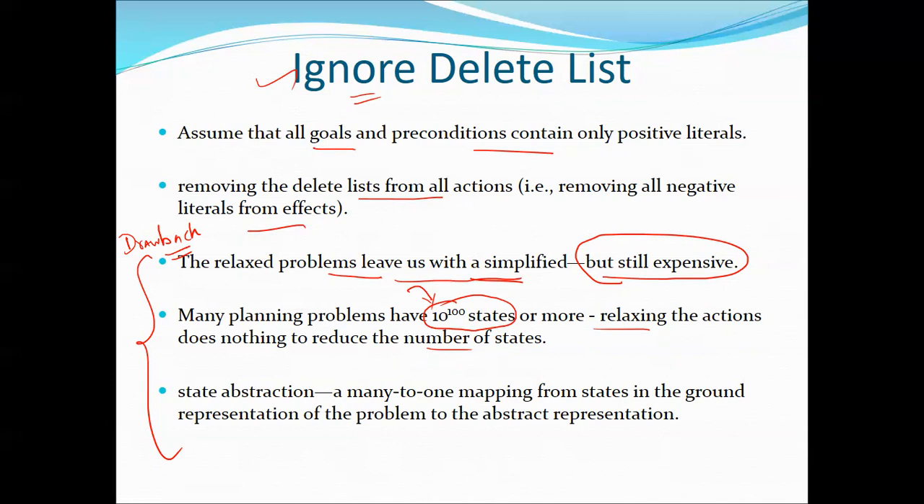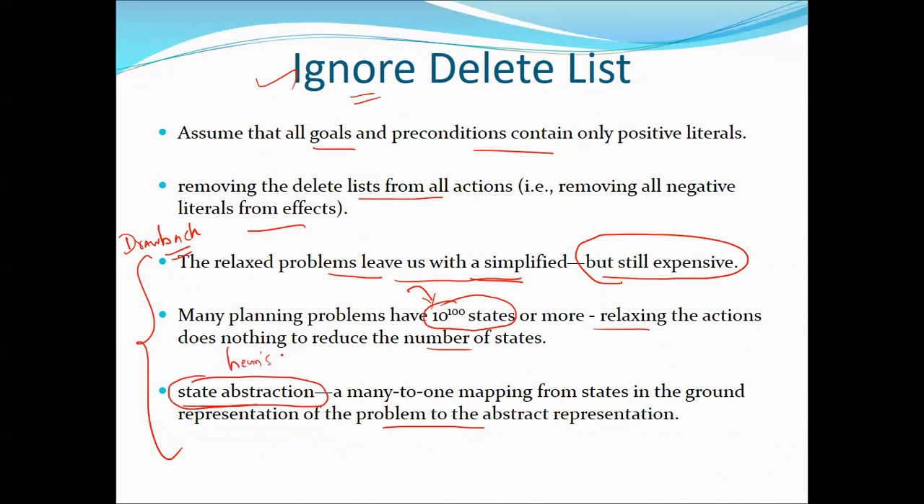That's the point. Hence, we are looking for some other technique which is called state abstraction. Basically, it is a many-to-one mapping from states in the ground representation of the problem to the abstract representation. State abstraction is also one type of heuristic.